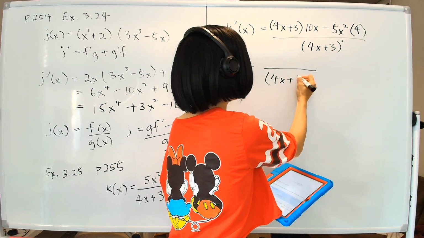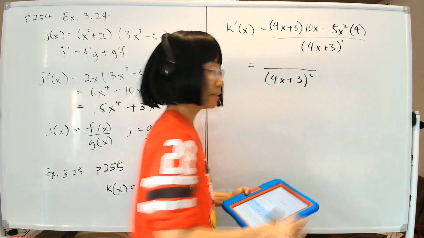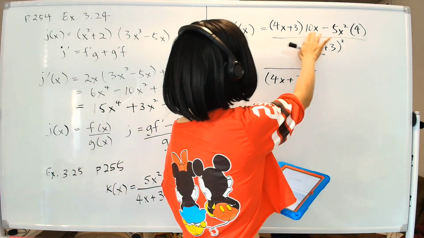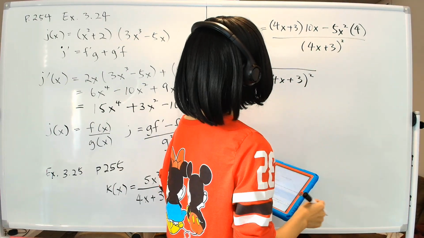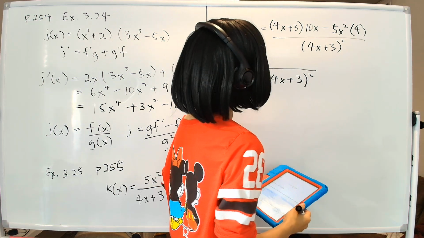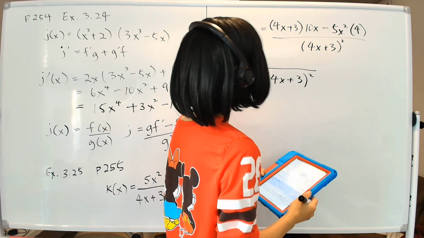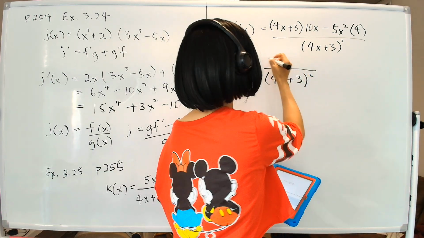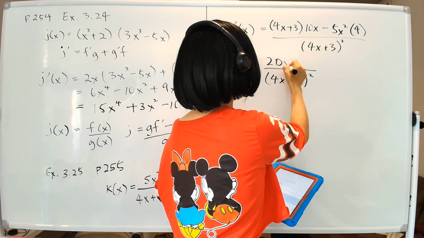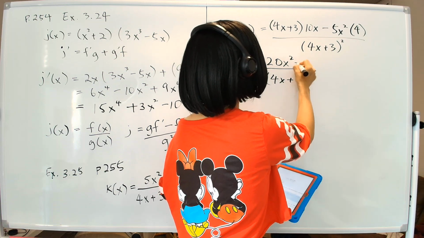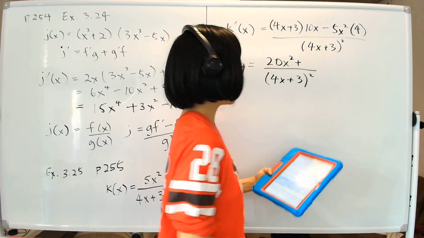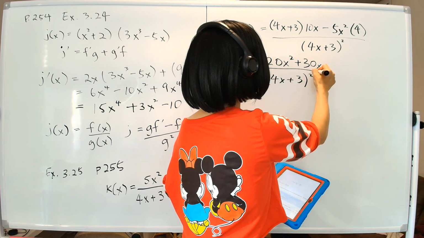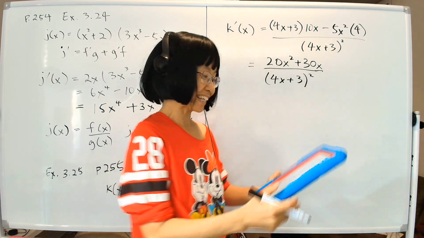I'll write down the denominator first, and then the numerator, we have 4x times 10. That's 40 minus 5 times 4, that's 20. So 40 minus 20 is 20. So we have 20x squared plus, that's 30x. 3 times 10 is 30. So 30x. And that should be good enough for anybody, right?